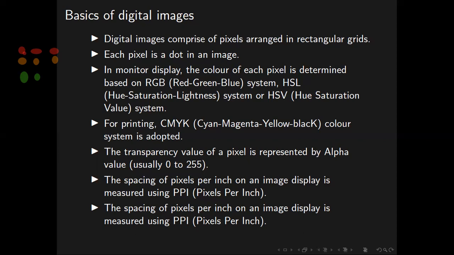HSL, hue, saturation, lightness. Then HSV, hue, saturation, value system. The hue, saturation, and value system depends upon the hue, saturation, and nothing else. It does not depend upon lightness. It simply goes on to hue, saturation, value. Done.